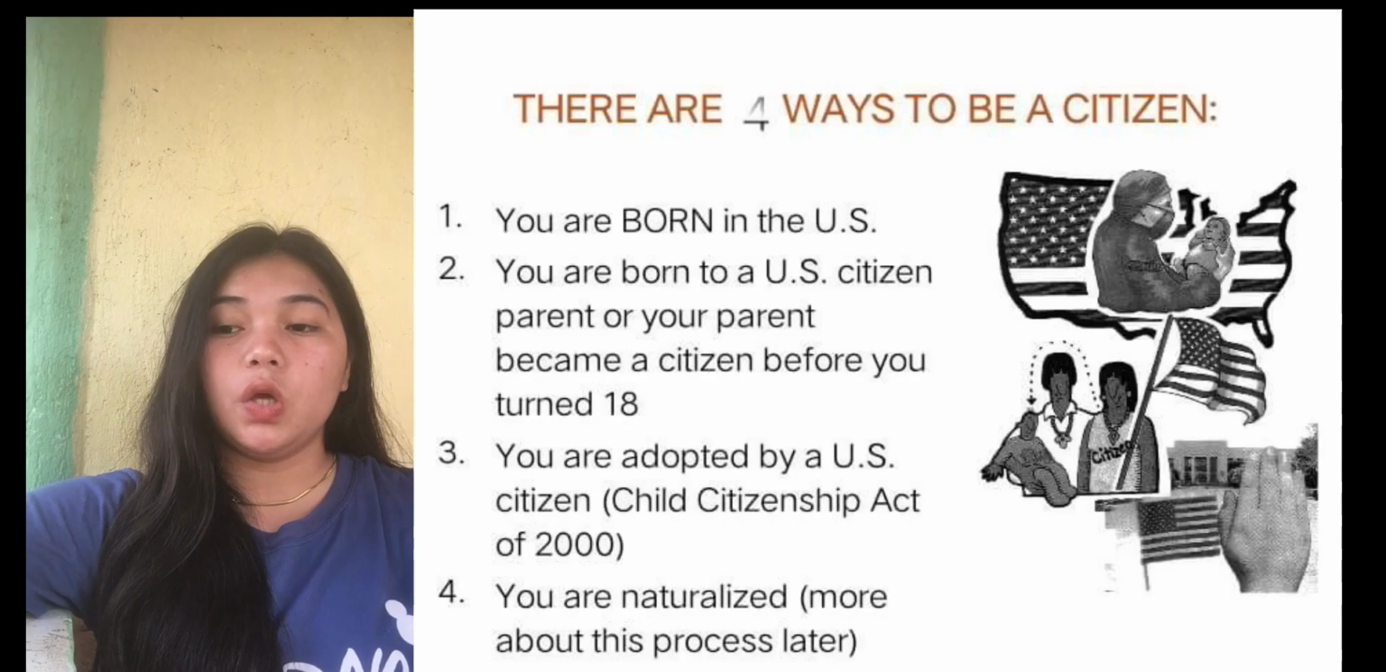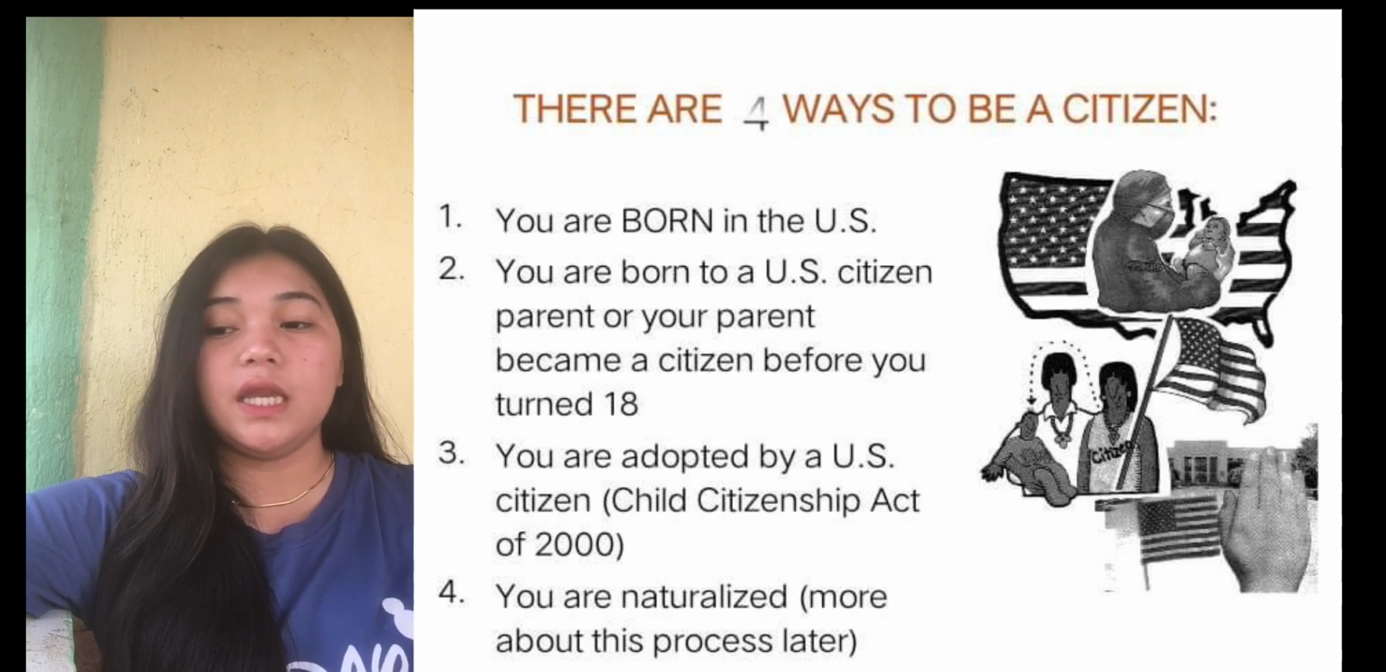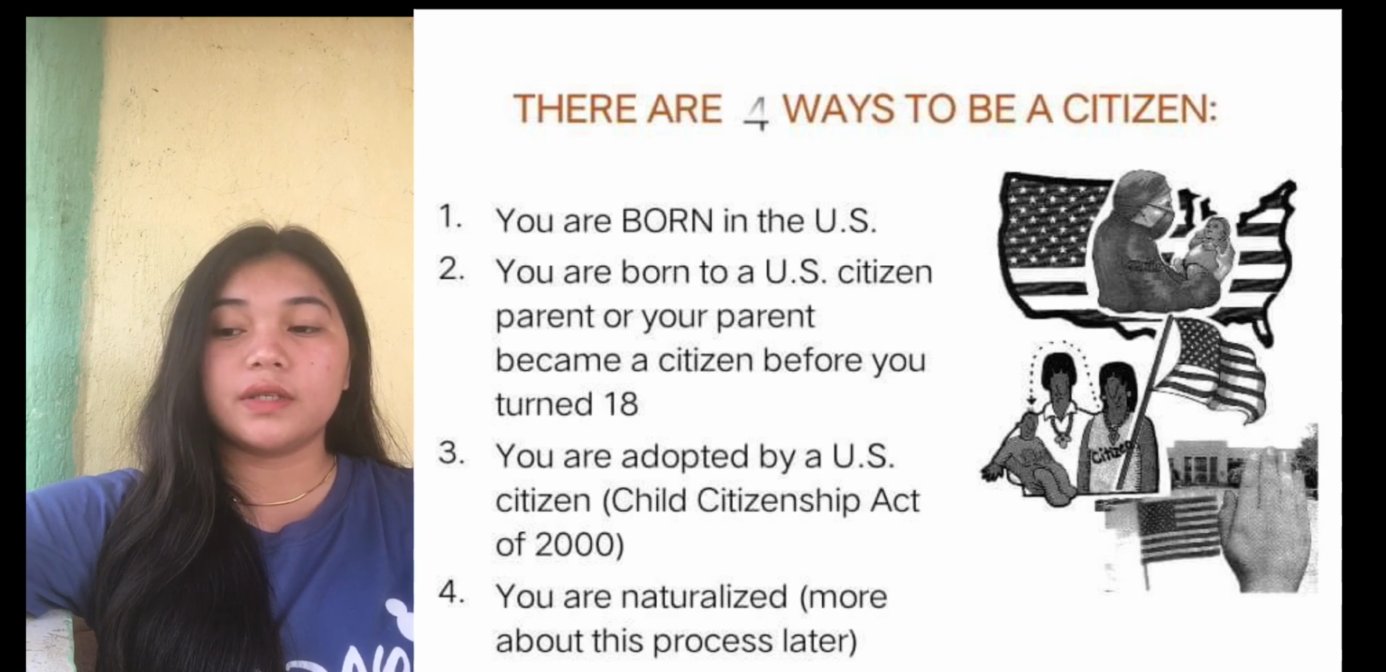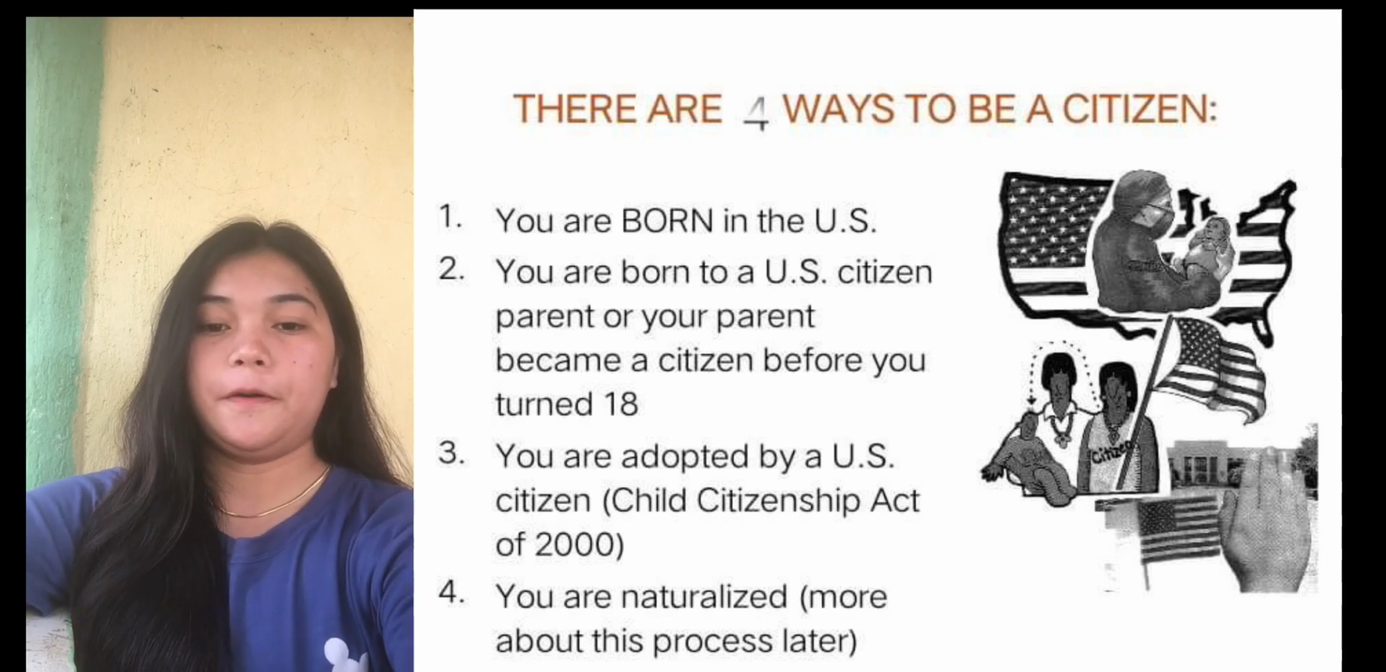You become a citizen in one of four ways. First, you are born in the U.S. Second, you are born to a U.S. citizen parent, or your parent becomes a citizen before you turn 18. Third, you are adopted by a U.S. citizen, under the Child Citizenship Act of 2000. Fourth, you are naturalized. More about this process later.